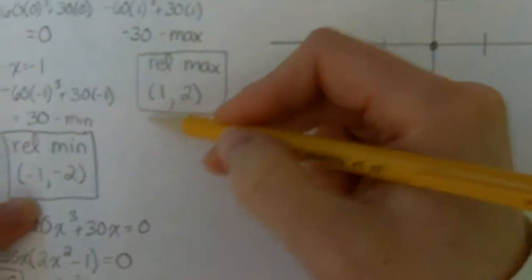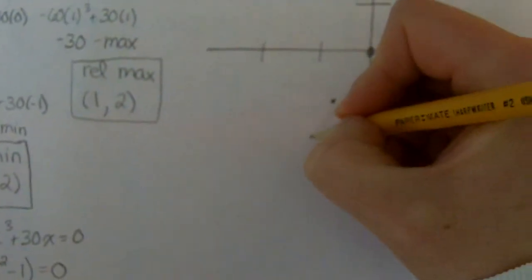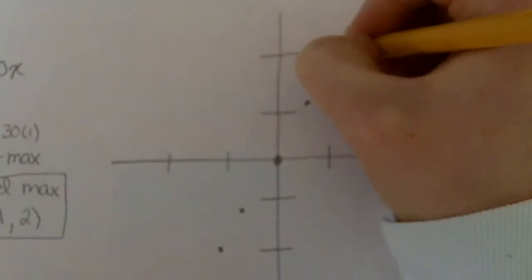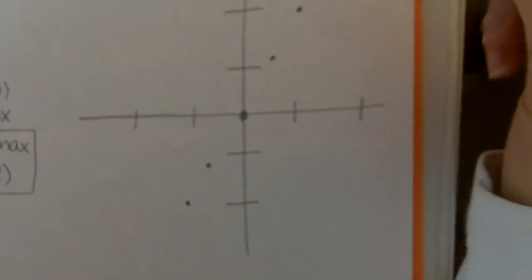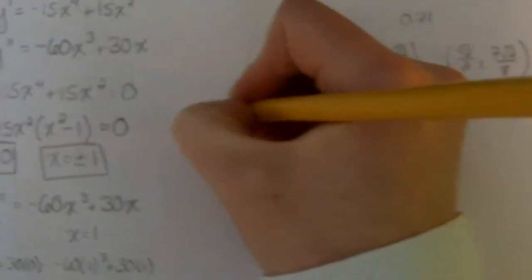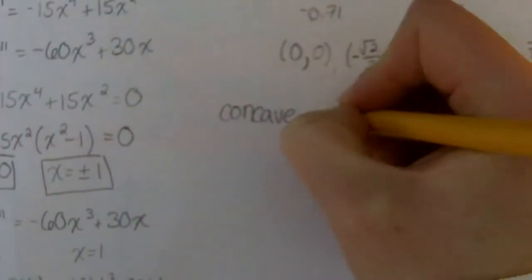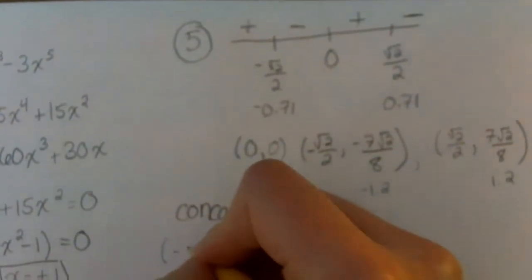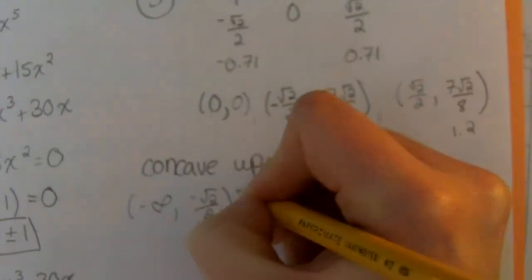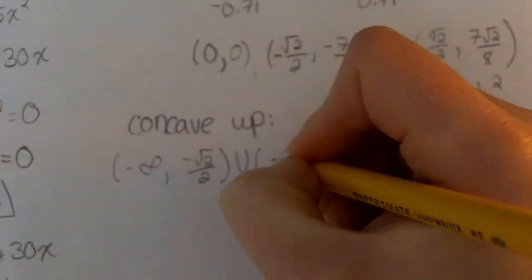And then let's plot our relative maxes and mins. So we've got negative 1, negative 2. Good. And then we've got 1, 2. Good. Okay. So the one thing that I didn't do yet was concavity. So quickly, let's talk about where it's concave up. It's going to be concave up when it's positive. So that's going to be from negative infinity to negative root 2 over 2, and from 0 to root 2 over 2.